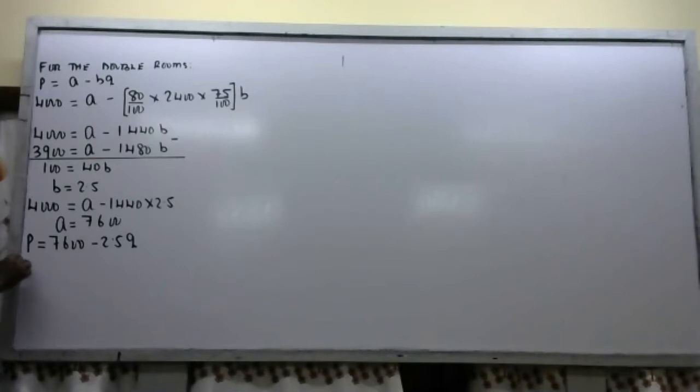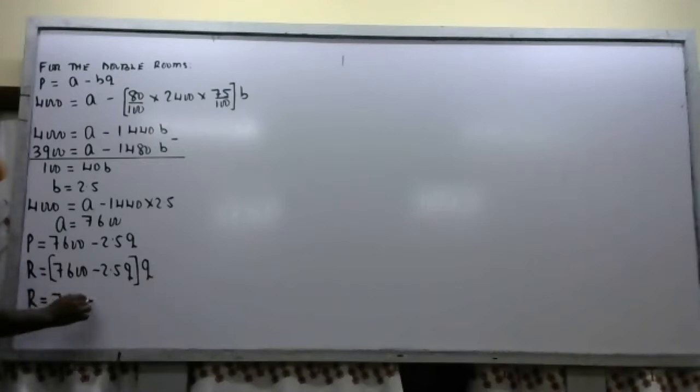We also know that revenue is the price, 7,600. You multiply the price by the units. We know that revenue is the selling price multiplied by the units. So this turns out to be 7,600 Q minus 2.5 Q squared.